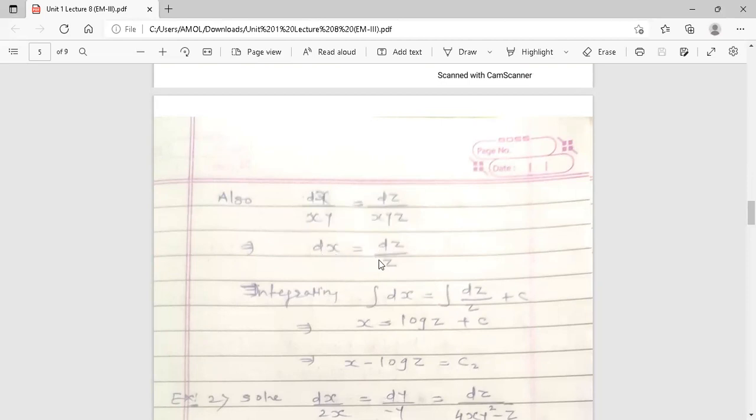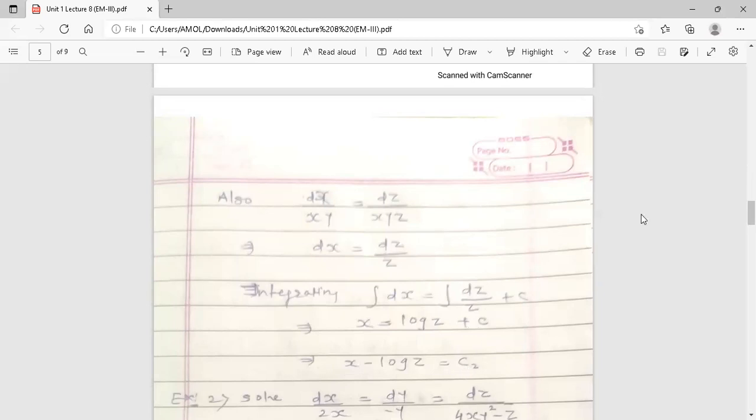So here the variable separable form is here, that all the terms of x are in LHS and all the terms of z are in RHS. So it is a variable separable form. So integration dx is equal to integration dz upon z plus c. So integration of dx is x is equal to integration of 1 by z is log of z plus c. And so the solution is x minus log of z is equal to c2. So this is the second set of solution.